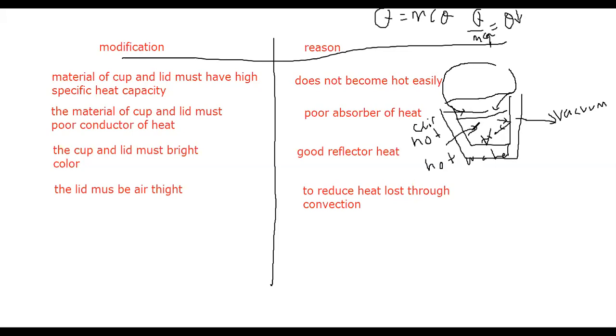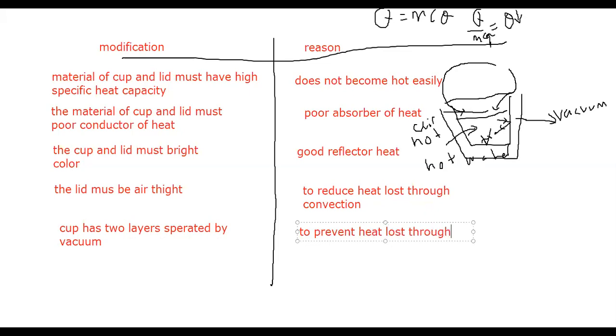So the cup must have 2 layers. Another way you can say it: the cup has 2 layers separated by a vacuum, to prevent heat loss through conduction and convection.